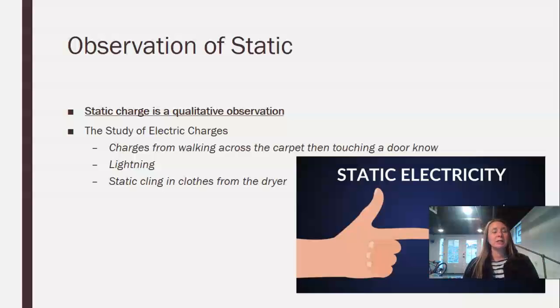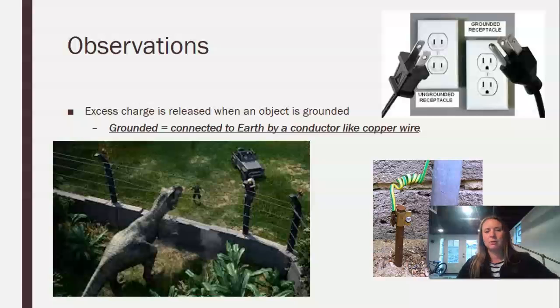We have spent a great deal of time this year talking about quantitative, using our equations: how to find kinetic energy, how to find potential energy, the work, speed, distance, all those things. Static is qualitative, so we're going to make observations. We see a spark come from that. The study of electrical charges, such as charges from walking across the carpet, lightning, and static cling, these are all observations. We can make an observation about them and then describe what we saw. Well, it caused the other object to stick to it, or it fell immediately after the energy source was taken away. All these different observations are qualitative. As we go through, we're going to make lots of different observations.